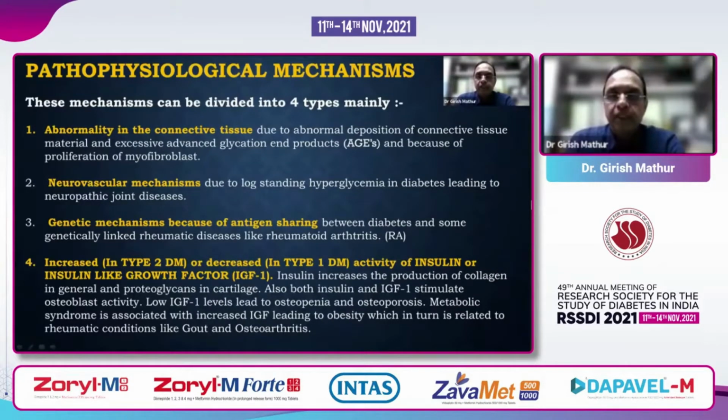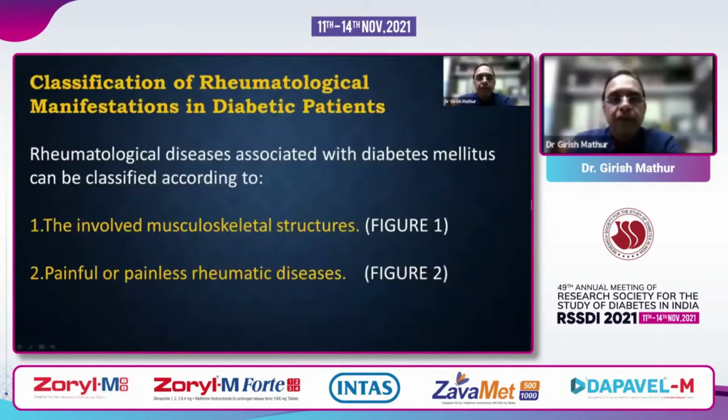Insulin increases the production of collagen in general and proteoglycans in cartilage. Both insulin and IGF-1 stimulate osteoblast activity. Low IGF-1 levels lead to osteopenia and osteoporosis. Metabolic syndrome is associated with increased IGF leading to obesity, which in turn is related to rheumatic conditions like gout and osteoarthritis. The rheumatological disorders in diabetes can be classified by two methods.